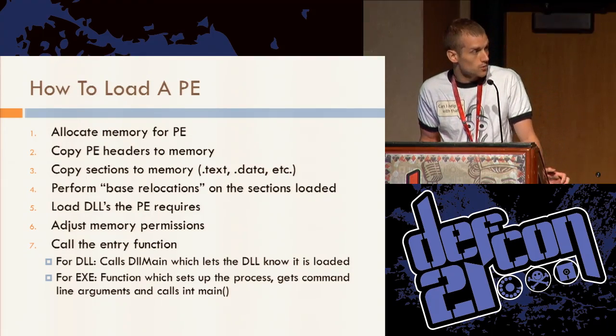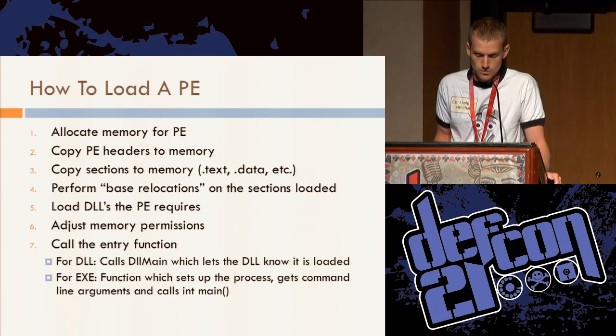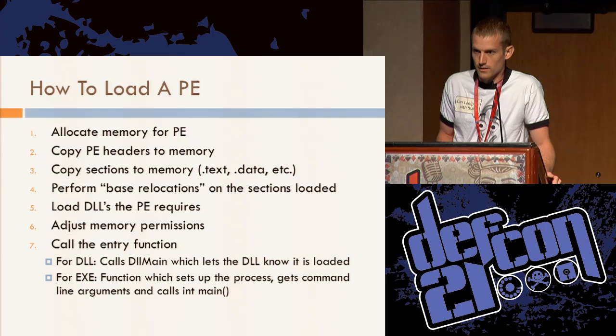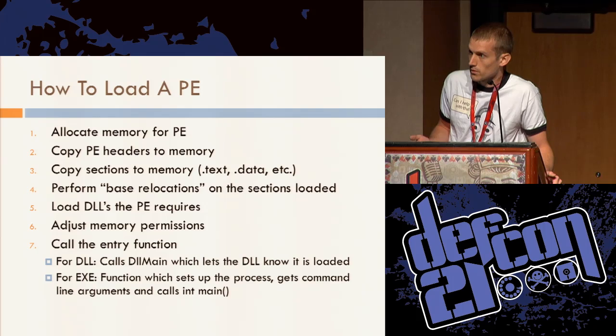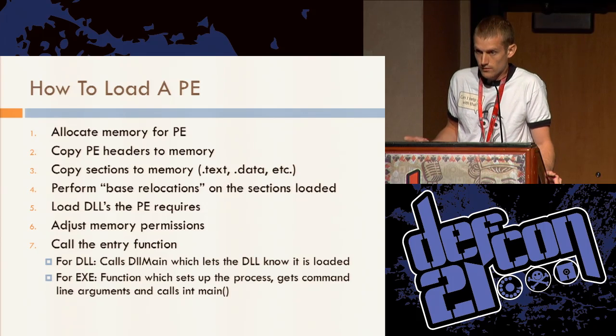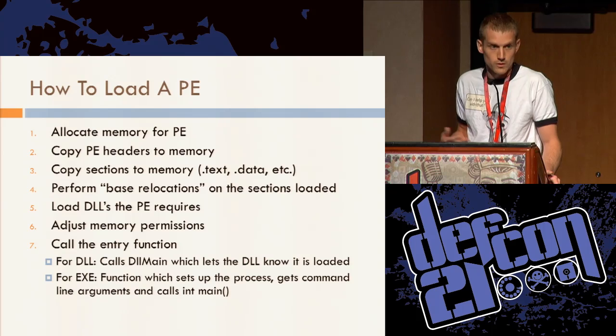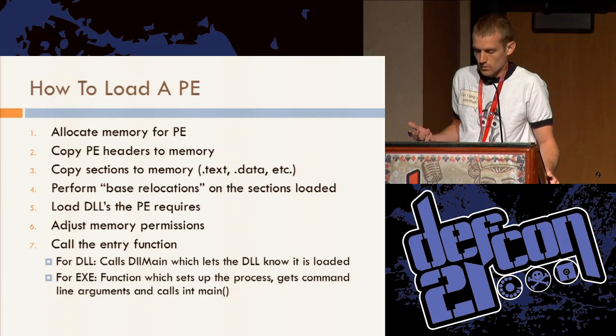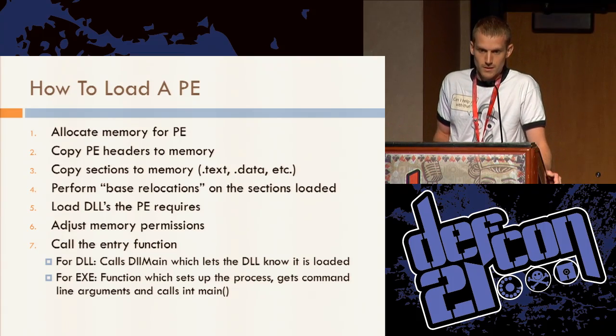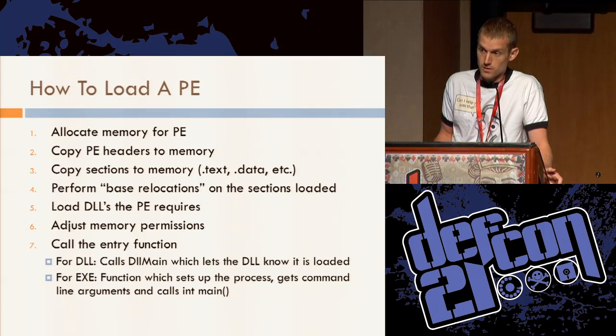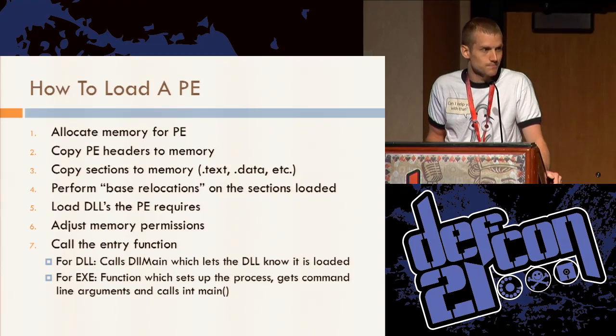For those of you who don't know how loading PEs works, this is all documented on MSDN. I'm not going to go super in detail, but I want to give you an idea of what Windows is doing when CreateProcess or LoadLibrary is called. First, memory is going to be allocated inside a process for the PE. Next, you're going to copy the PE into that memory. Then you're going to perform what's called base relocations.